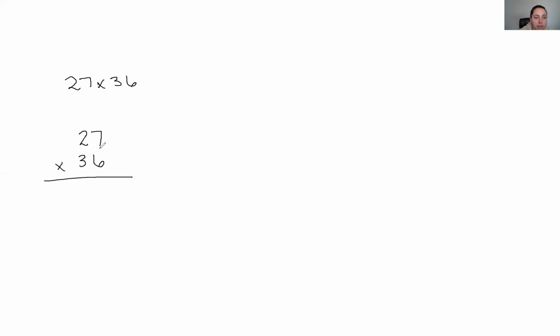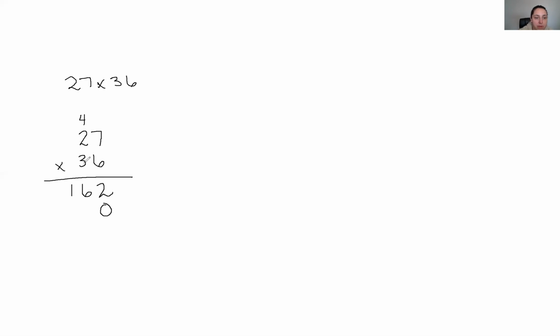So 6 times 7 is 42. I can't write 42 here. I have to carry my 4 up here. So 42. And then we go 6 times 2, which is 12. 12 add 4 is 16, okay? And so in the next line, I can't just start multiplying. I have to have a 0 here first. So don't forget to drop the 0.